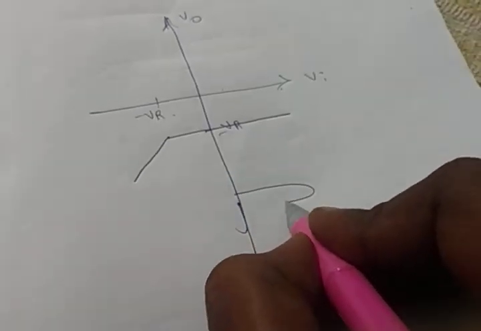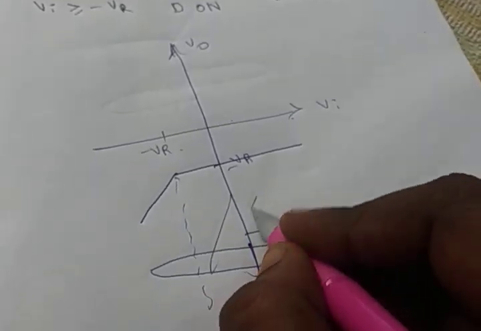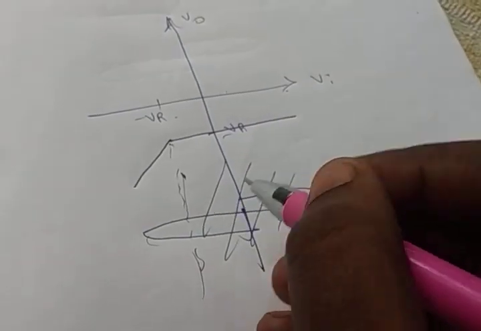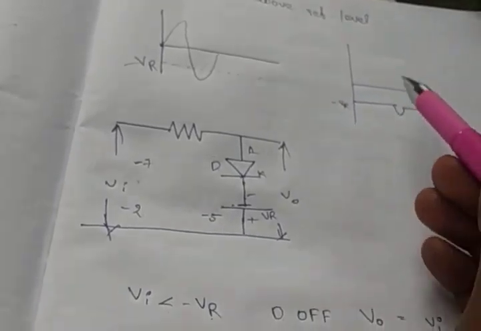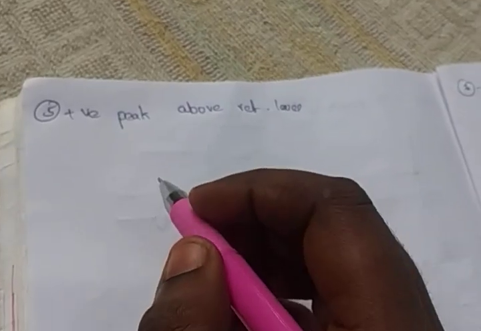So let's draw our input. Where the DC line will be present, this portion, no? So this is our output. So we got this, no? Our desired output. So this is the operation of the negative peak clipper above reference level.